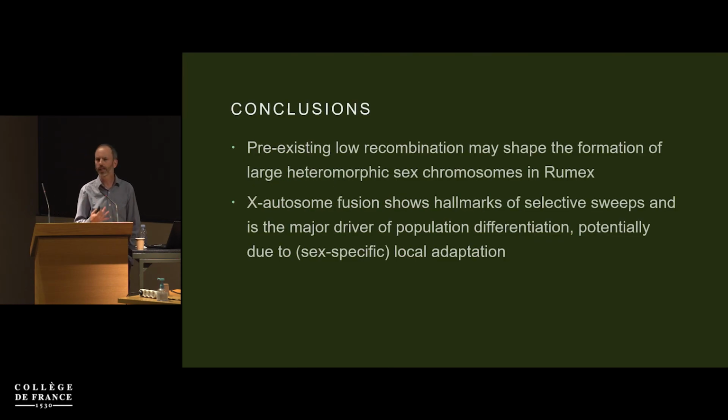So overall, again, just to emphasize, pre-existing low recombination is likely very important for understanding the formation of sex chromosomes. And this fusion shows hallmarks of selective sweeps in both karyotypes, suggesting a potential role for local adaptation.